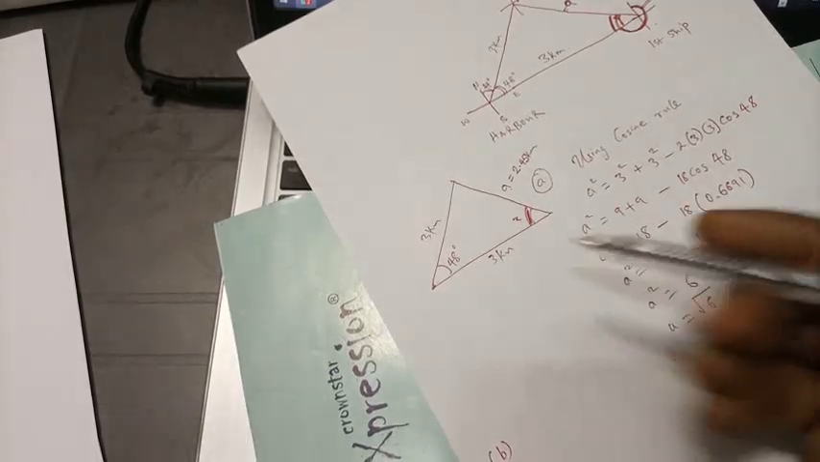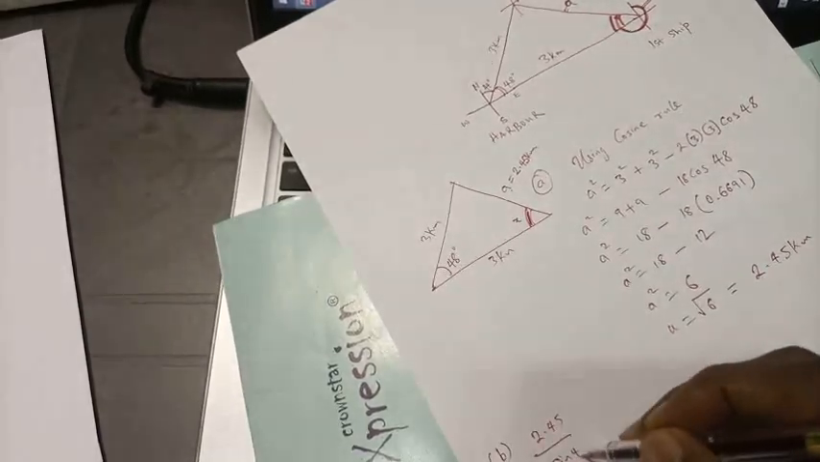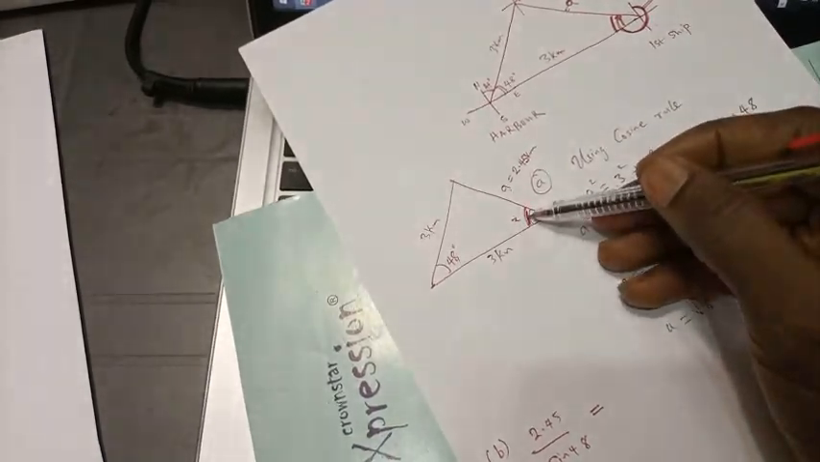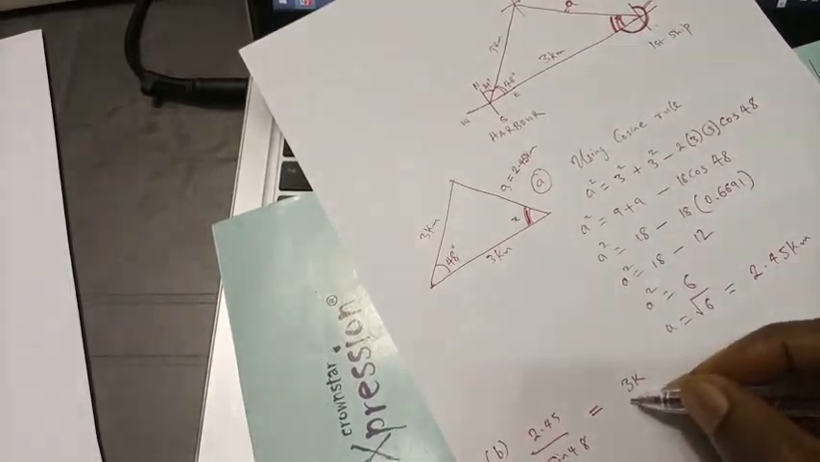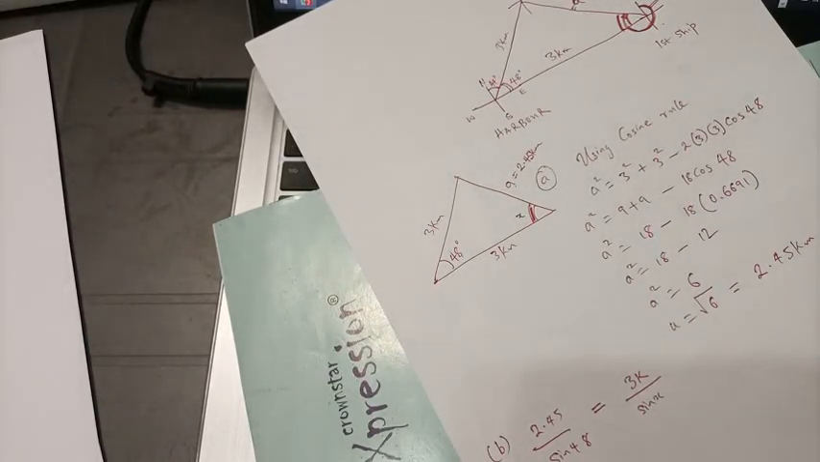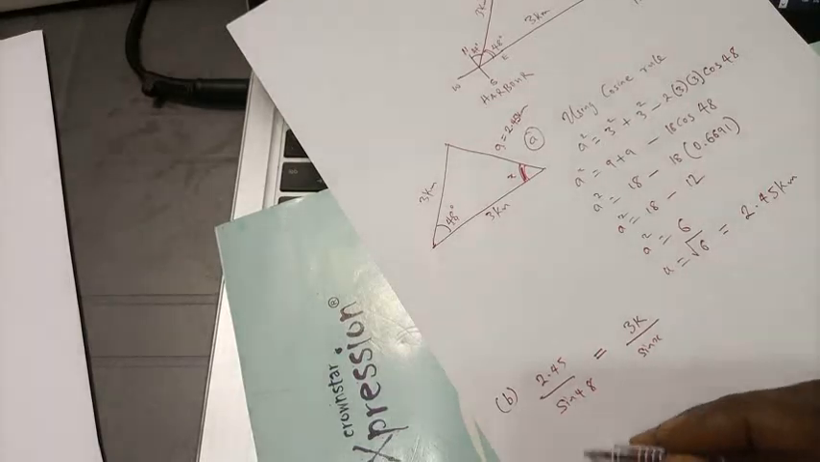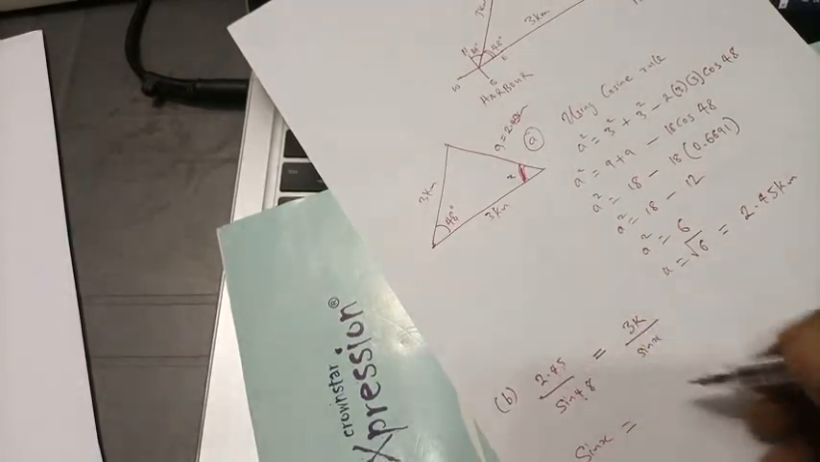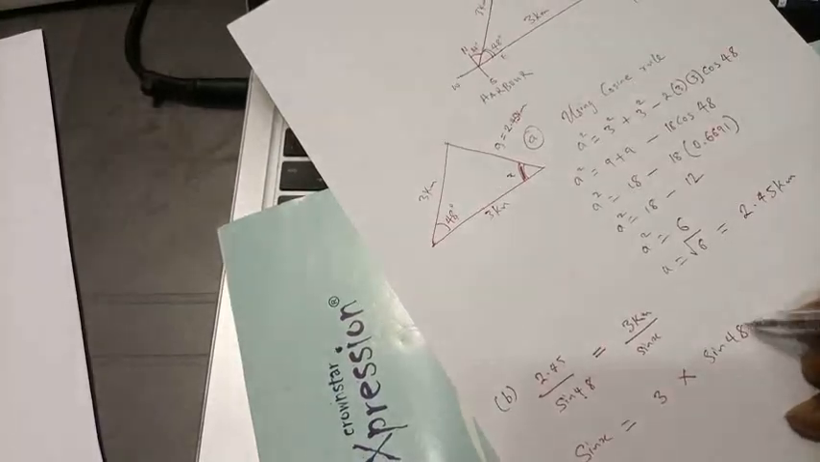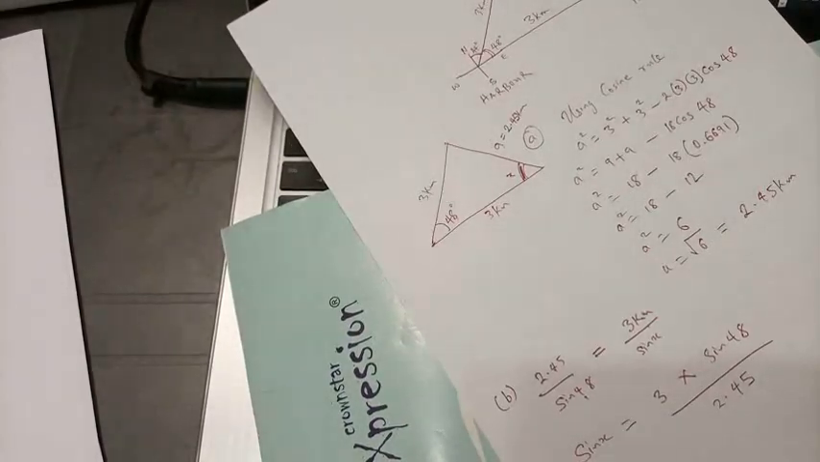So to solve the B part, we'll take 2.45 over sine 48 is equal to, relate this to 3 kilometers over sine S. If you cross multiply, you see that sine S will give us 3 times sine 48 over 2.45.